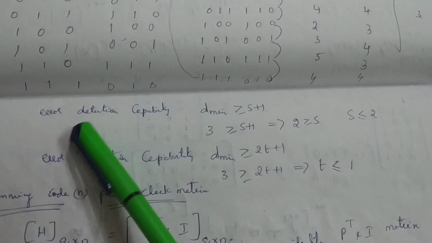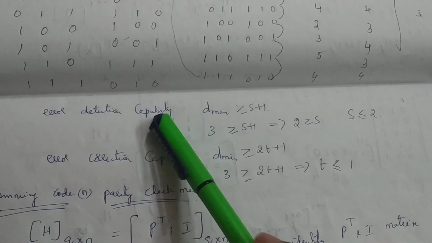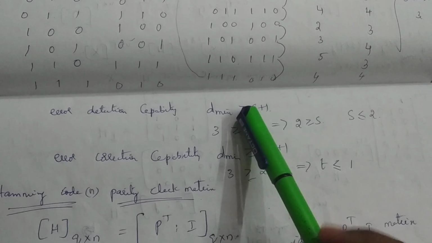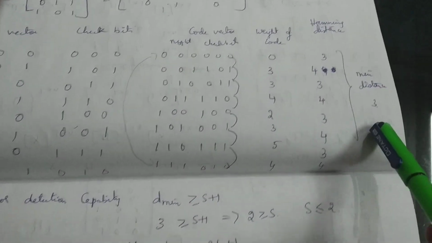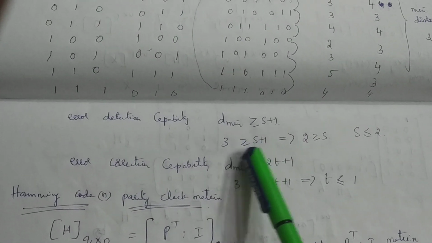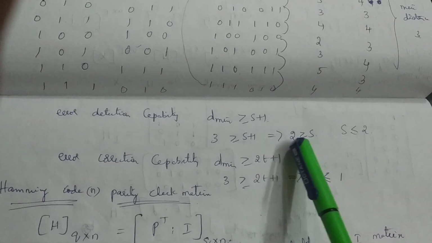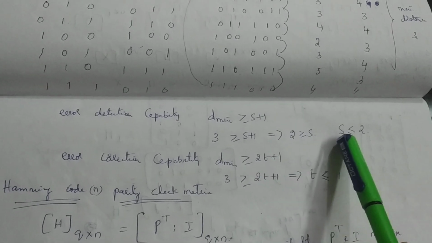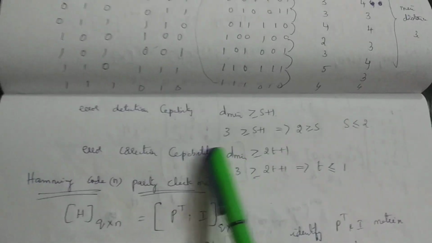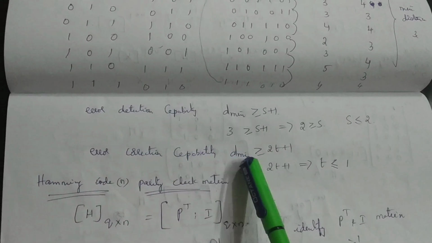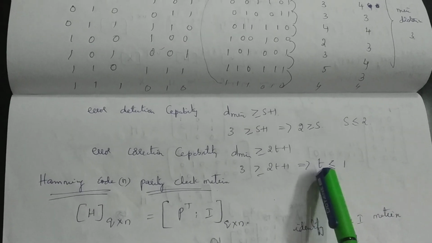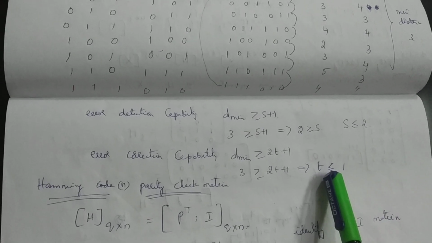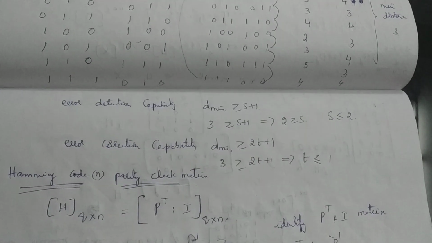Now let us see what your error detection capability is for linear block codes. D minimum is greater than or equal to S plus 1. D minimum, which we have calculated from the Hamming distance, is 3. So 3 is greater than or equal to S plus 1. From that, 2 is greater than or equal to S, that is, S is less than or equal to 2. And for the error correction capability, D minimum is greater than or equal to 2t plus 1. From that I got the value that t is less than or equal to 1.